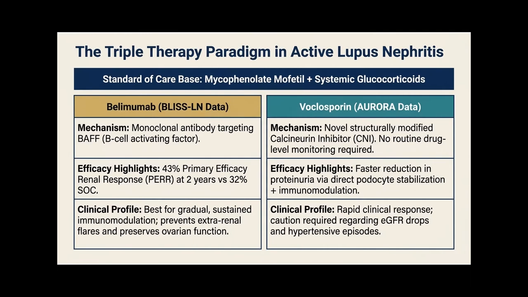Or you can use a calcineurin inhibitor, which is voclosporin, the AURORA trial: faster reduction of proteinuria via direct podocyte stabilization, rapid clinical response. Now, what is the treatment for active lupus nephritis? Mycophenolate mofetil plus glucocorticoid. Belimumab is an add-on drug. Voclosporin is also an add-on drug. Voclosporin is a CNI inhibitor. Belimumab is a BAFF inhibitor.